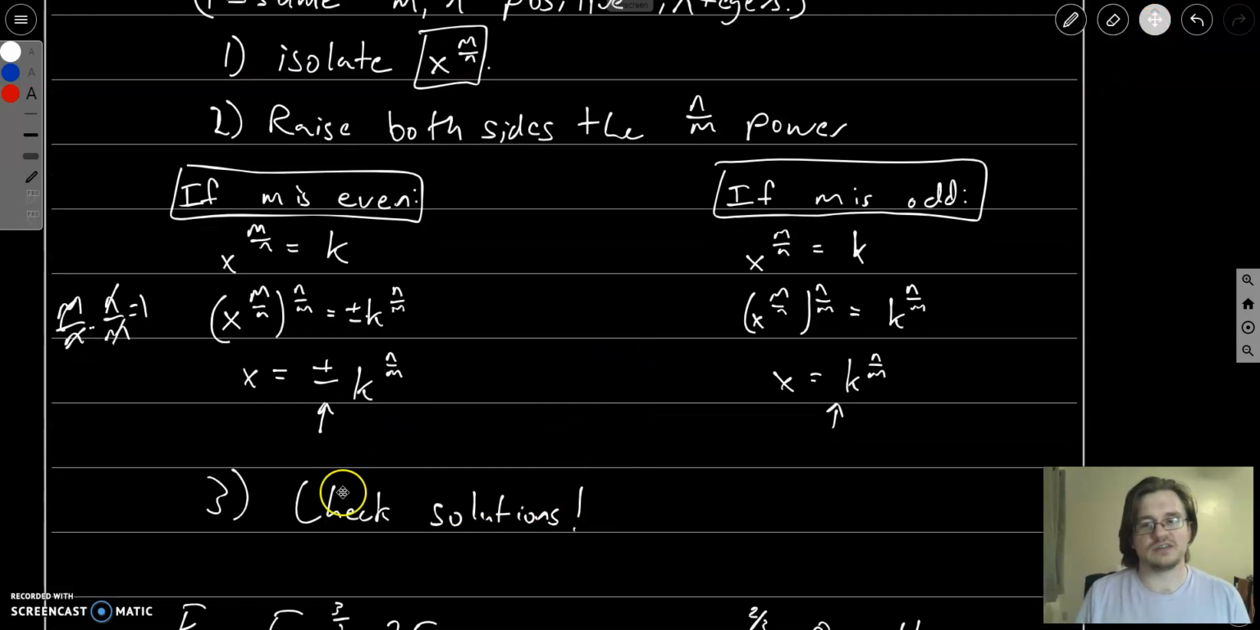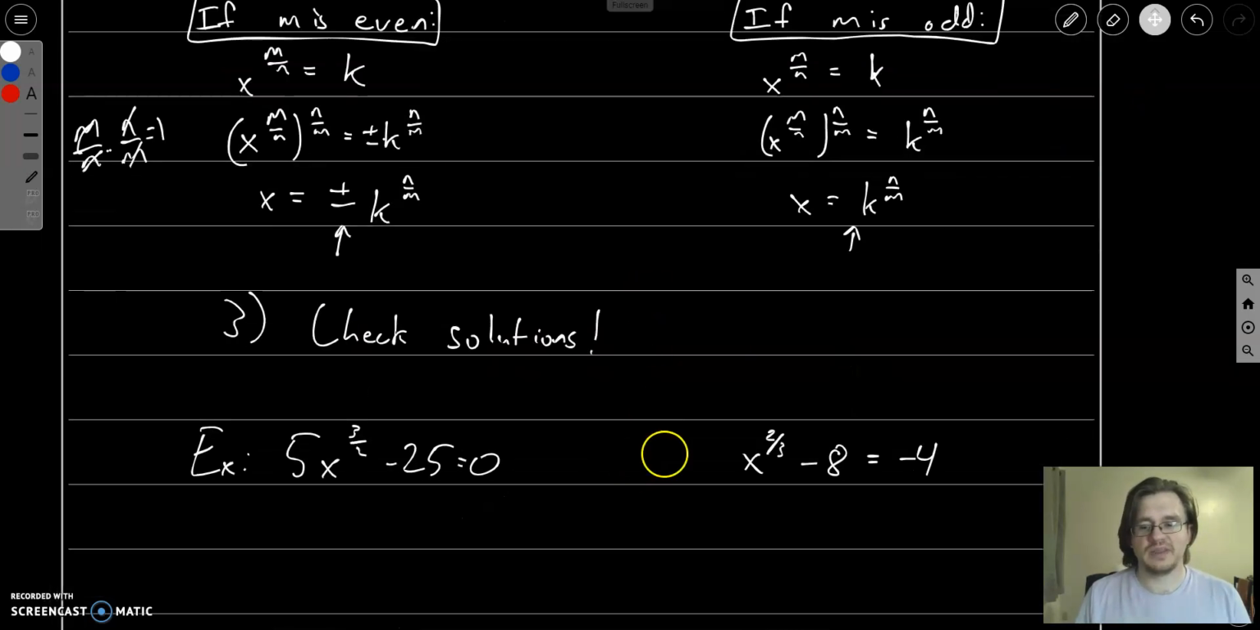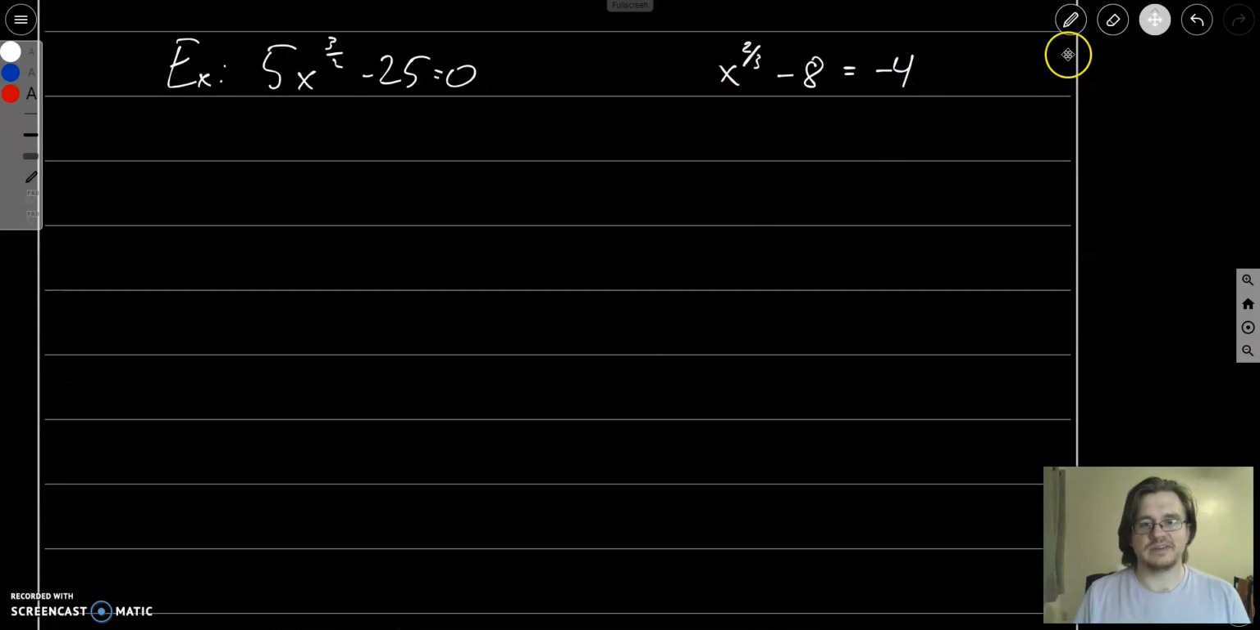At the end, we just check our solutions. So again, this is fairly straightforward. We just raise both sides to a power, remembering if we need a plus or minus sign or not. So let's do a couple of examples.